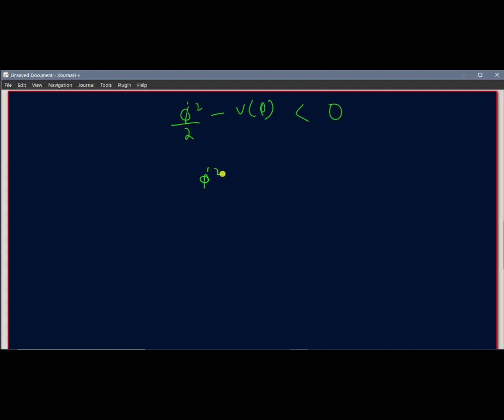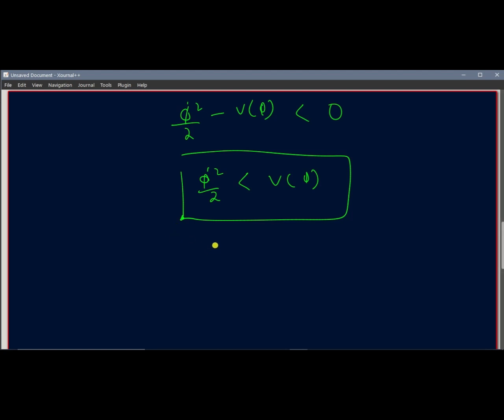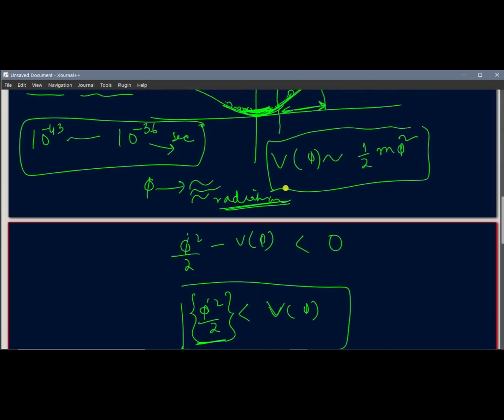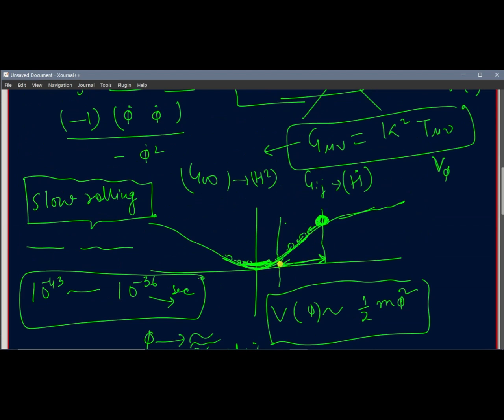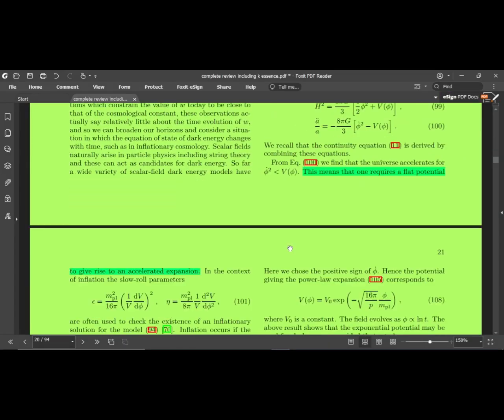It implies that phi dot squared by 2 is less than the potential, as we also see in the inflationary scenario. The kinetic part of the field must be less, because it is slow roll. The field is slowly moving through the potential, therefore the potential must be very big, so that from this period we can get inflation, meaning that the universe is basically accelerating with a high amount of speed, correct?